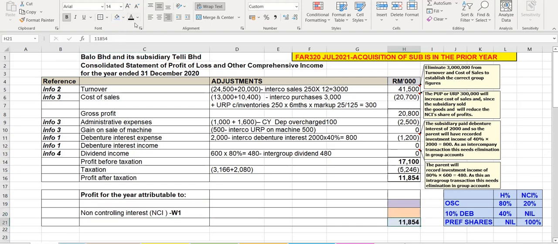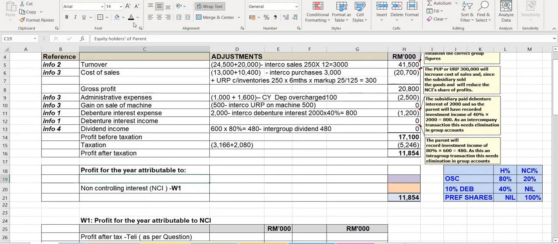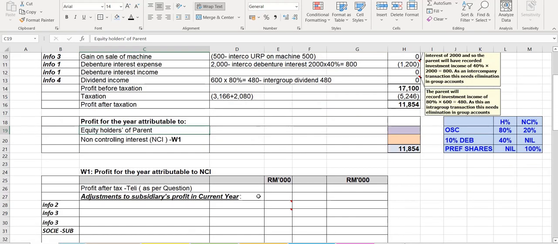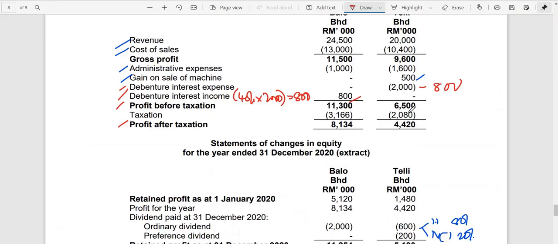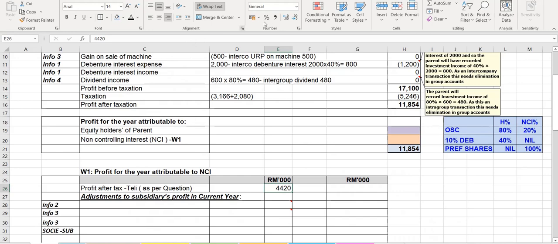The first thing to note is this figure, profit for the year, 11,854. I do not proceed with other comprehensive income because there is no other comprehensive income. So we're going to find out how much belongs to the non-controlling interest, the share of profits of the non-controlling interest, and how much belongs to the equity holder of the parent company. Let's start with the profit for the year that is attributable to the non-controlling interest. What you need to do first is to take the profit of Tally as per the question. It is given here: profit for the year was 4,420. So you take 4,420 there.